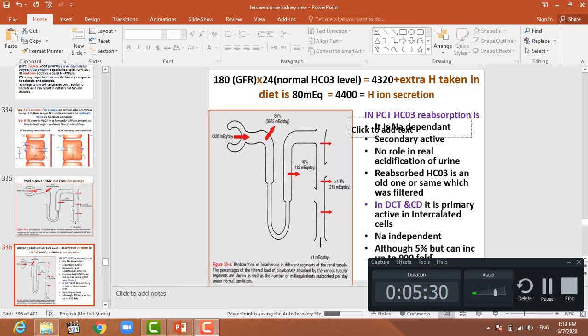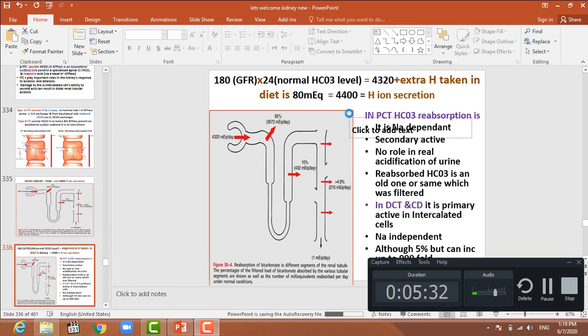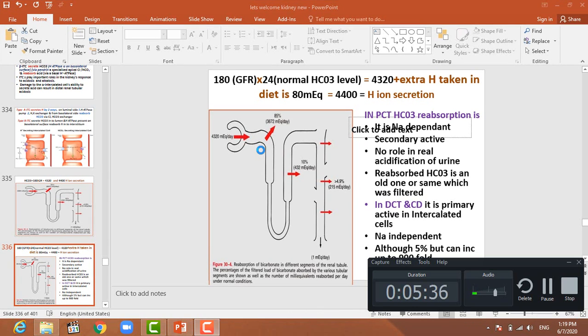We were discussing the reabsorption of the bicarb. At the same time, there will be a secretion of the hydrogen ion, and we are studying these two things simultaneously. Let's see what happens in the proximal convoluted tubule, because reabsorption in the PCT is quite different from the reabsorption in the distal convoluted tubule. Now, let's see the things in detail.